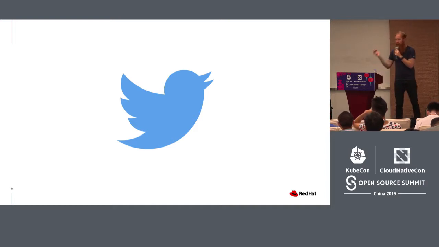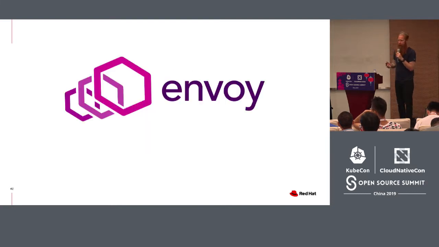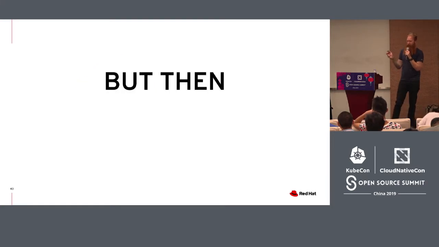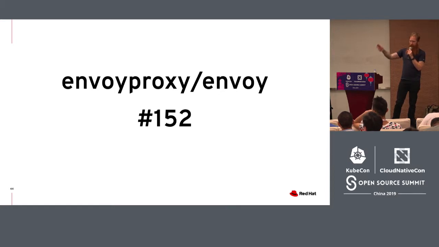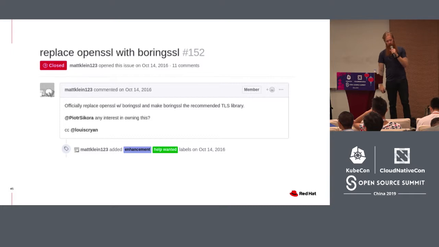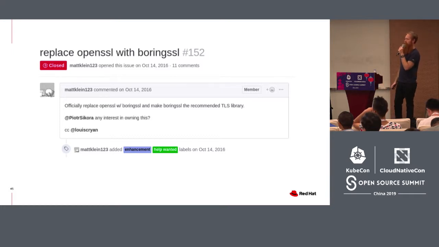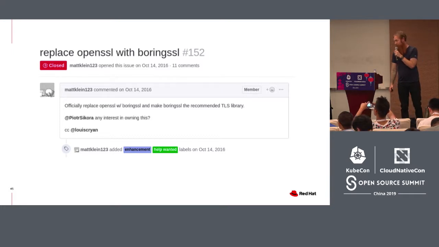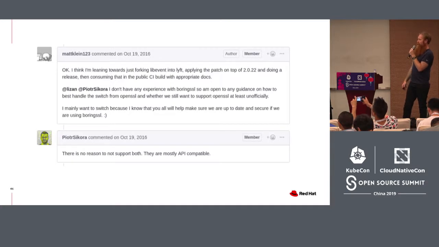So at Lyft, Matt started working on the proxy server that he wished he had when he worked at Twitter. And that was Envoy. And Envoy actually began its life with OpenSSL. But then, specifically, issue number 152, we end up with "replace OpenSSL with BoringSSL." And we have this kind of decision coming in from Matt.